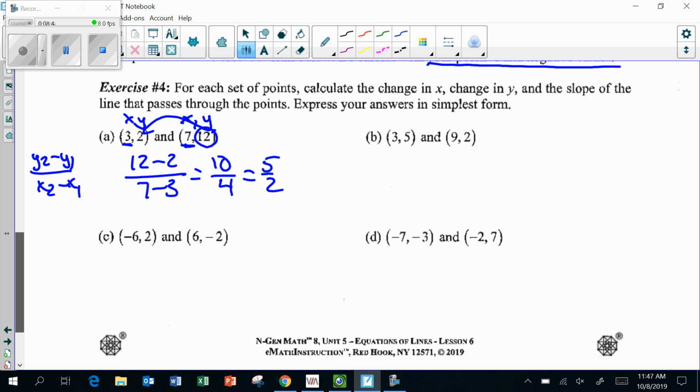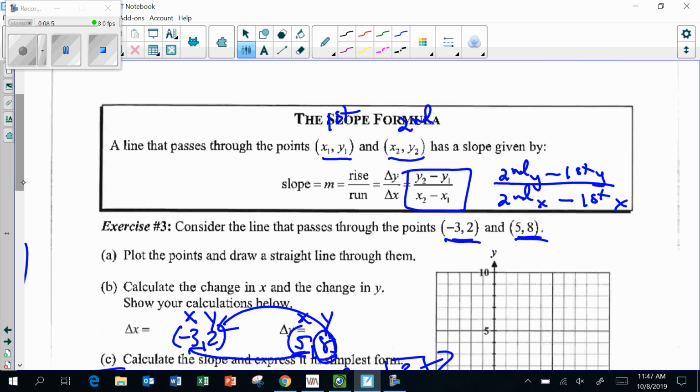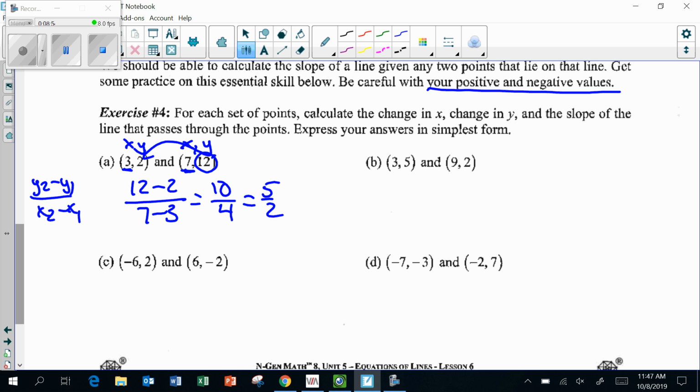And I'll do the one below it. Okay. Remember, it's y2 minus y1. Right? So, this is definitely a good habit to get into, labeling x's and y's above. So I'm going to go -2 minus 2 over 6 minus -6. Very careful here with your negatives.